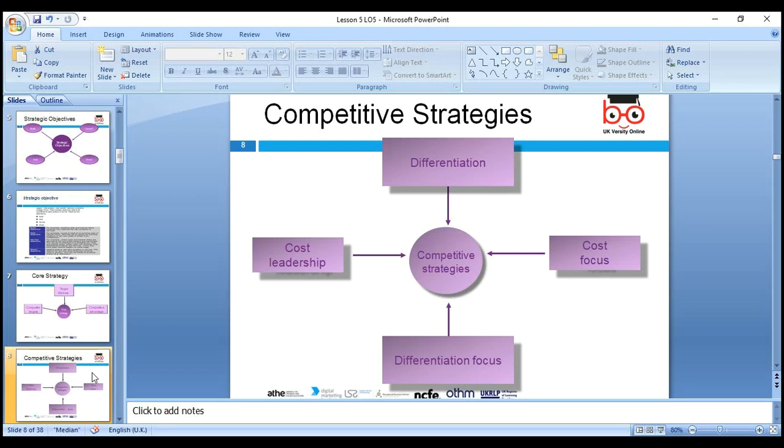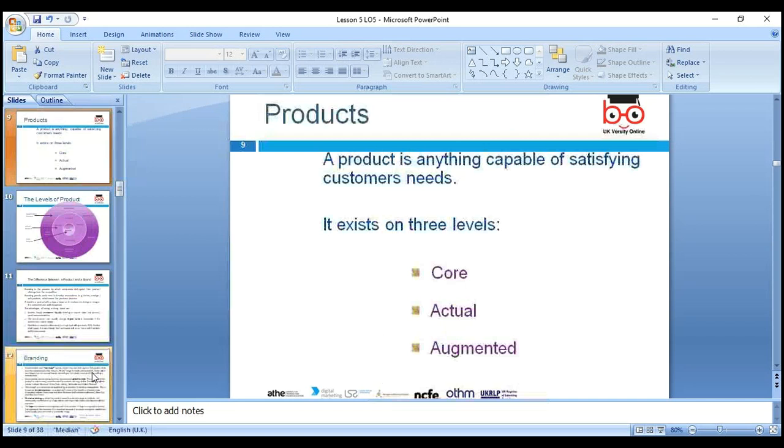Differentiation focus: maybe you are slightly different in terms of the color, in terms of the packaging, with a narrow focus. If it's differentiation leadership, your product is totally different: somebody is selling a consumer product, but you are selling a different product. That can be a differentiation strategy.